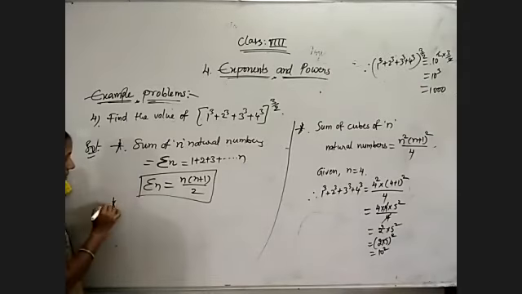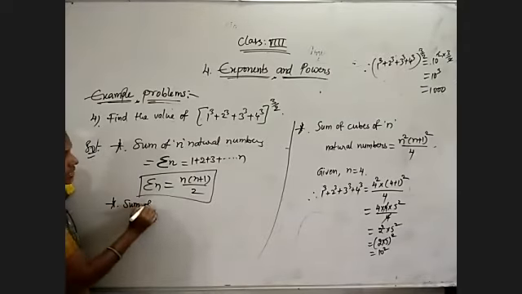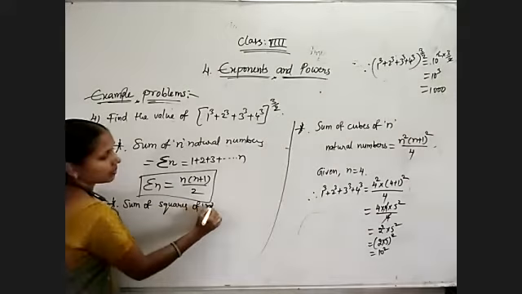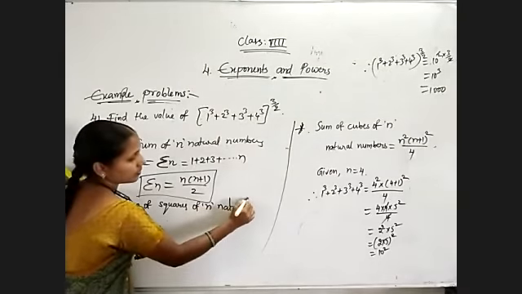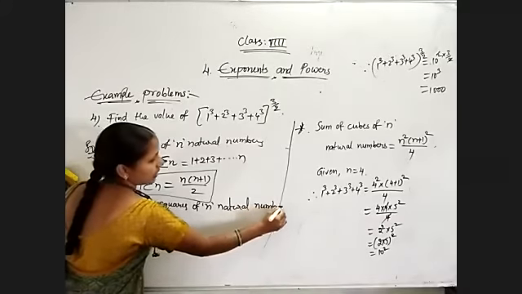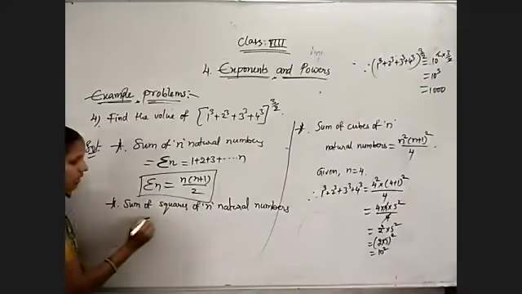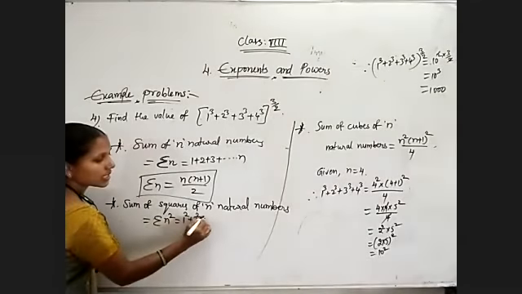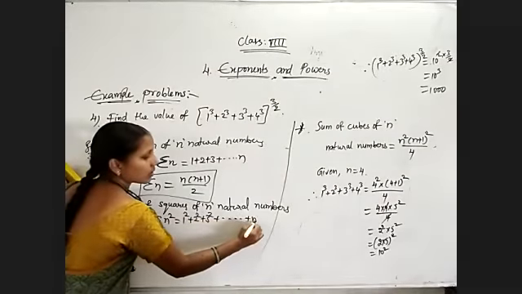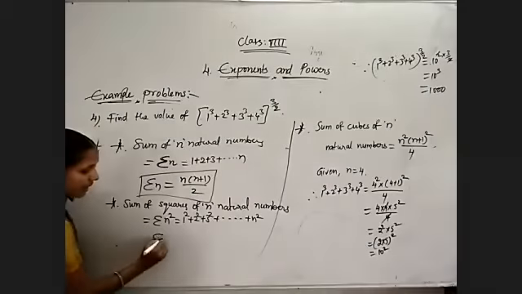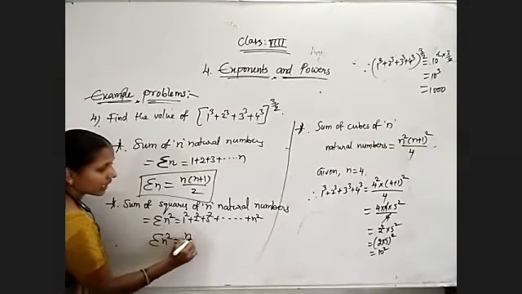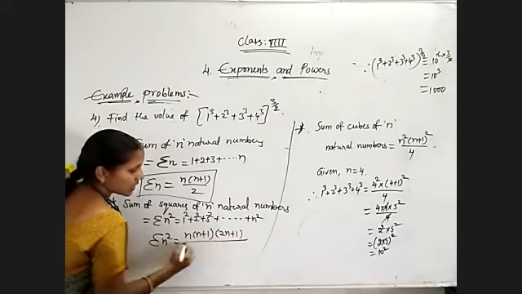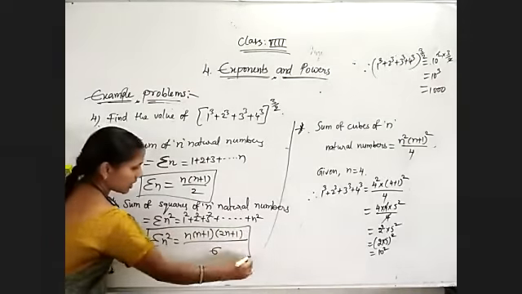And secondly, the sum of squares of n natural numbers is given by the formula sigma n square, that is 1 square plus 2 square plus 3 square till n square, is given by n into n plus 1 into 2n plus 1 by 6. This is the second formula.